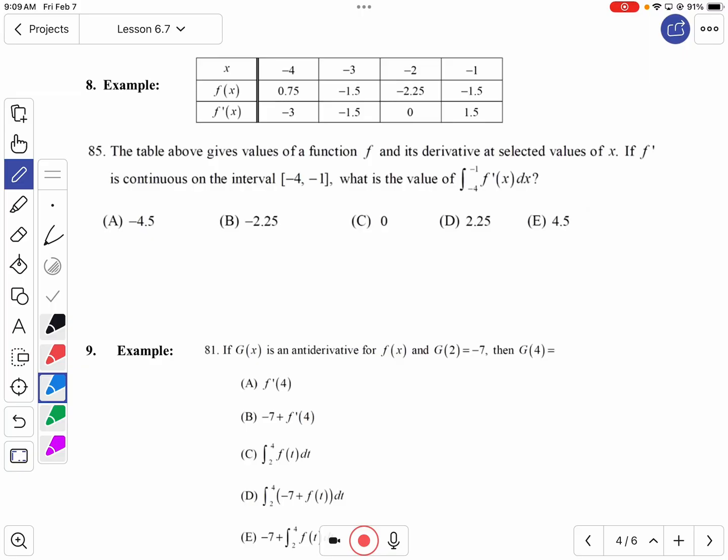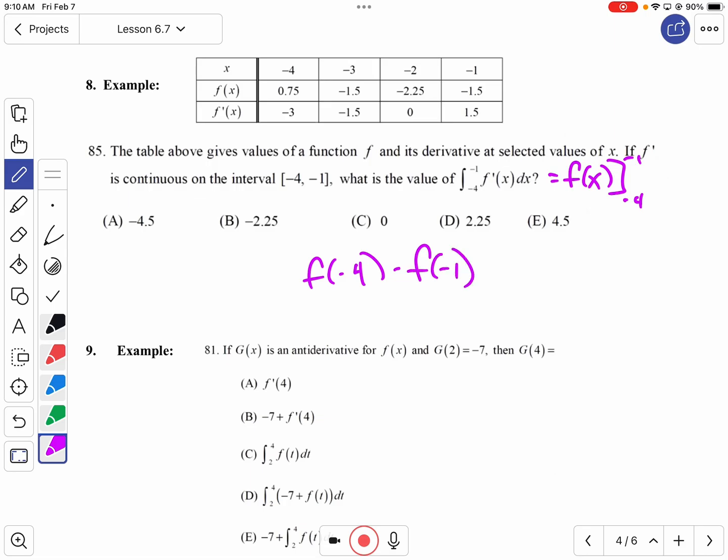Okay. So we're evaluating this integral of f prime, which means I need my antiderivative, which would be f, evaluated from -4 to -1. So I need f at -4 minus f at -1. Okay. So f at -4 is 0.75. f at -1 is -1.5. So we would add the opposite thing. And what would we get?